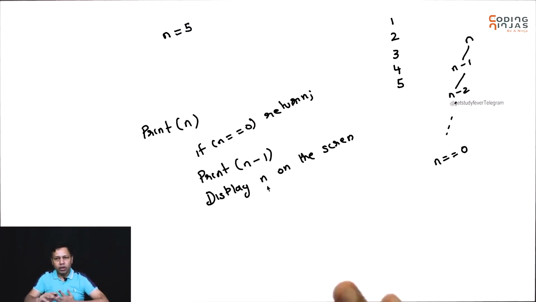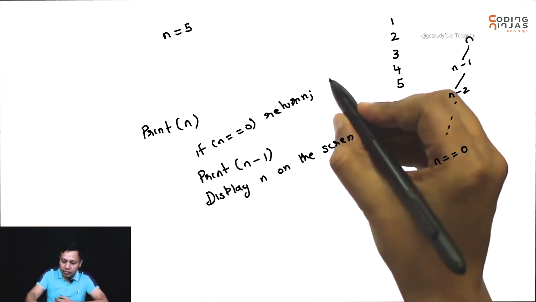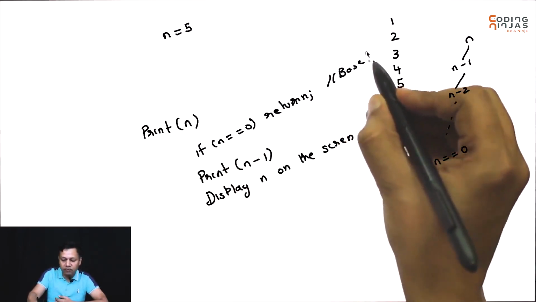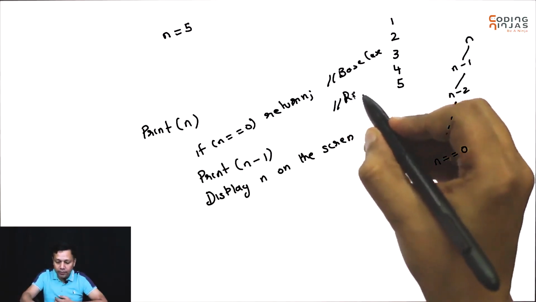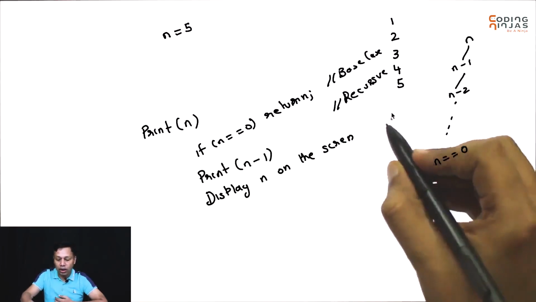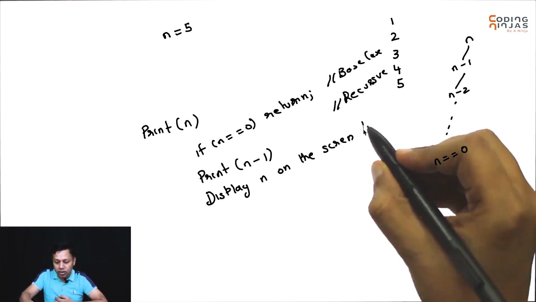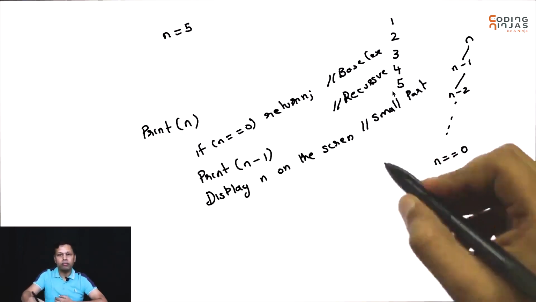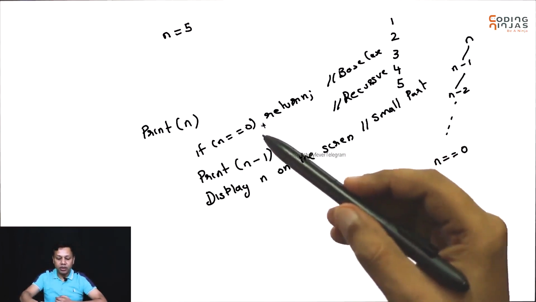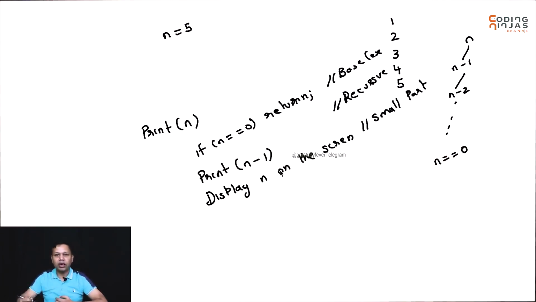Alright, so this is one of the very easiest problems wherein we can use recursion. This would be my base case, the simplest case in which I would return. This is a recursive call, and at last this is the small part which I have to do. So I have a base case, a recursive call, and a small part that I have to complete, which includes displaying n on the screen.